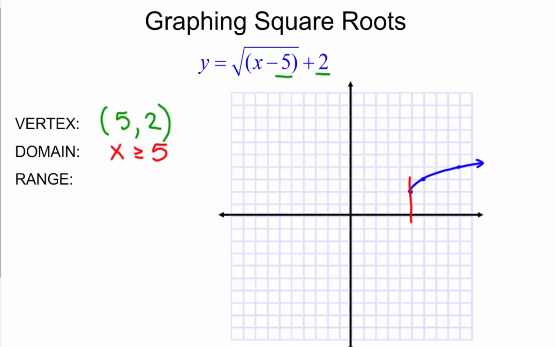My range, again, is all the numbers on the y value. So looking at my graph or looking at my vertex, I know it's going to start at 2, and if it were to continue going, it would eventually cover all the y values greater than 2. So my range is that y is greater than or equal to 2.